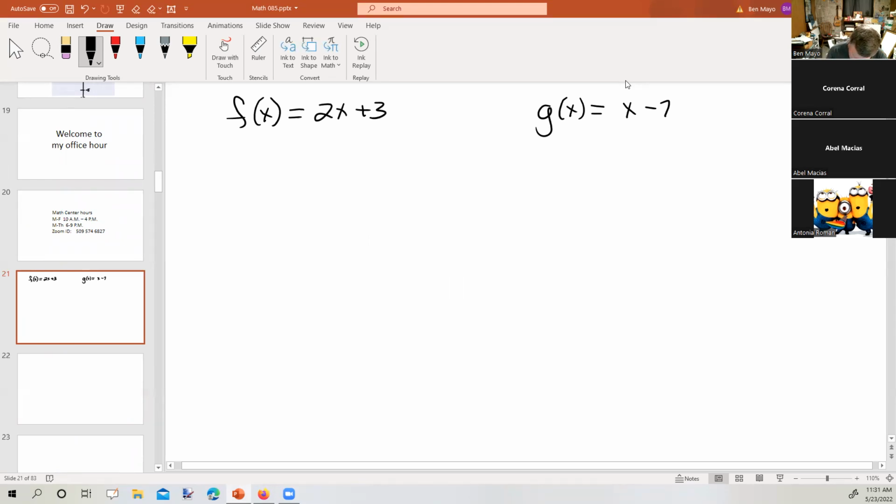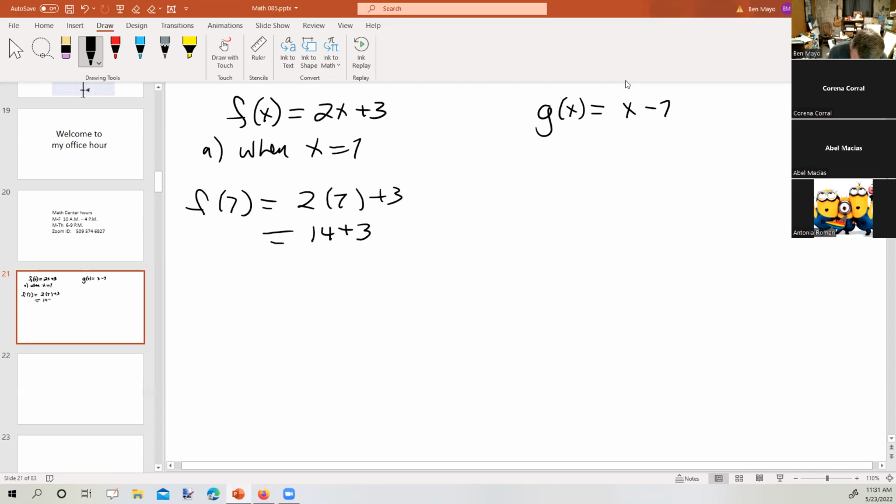Let's say that we wanted to evaluate f of x equals 2x plus 3 when x equals 7. So we go f of 7 equals 2 times 7 plus 3, which is 14 plus 3, which is 17. So we'd say f of x equals 2x plus 3 equals 17 when x is 7. Any questions about that? All right.